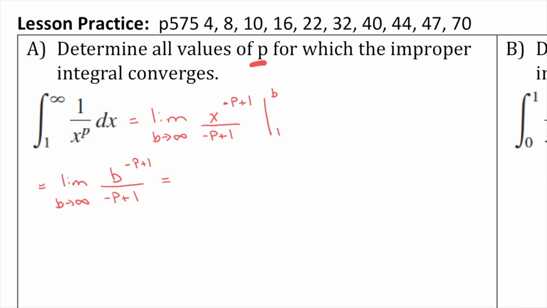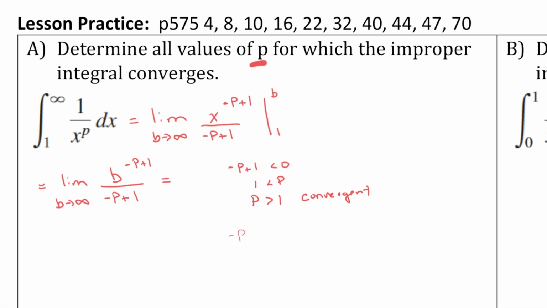Since b is going to positive infinity, everything's going to depend on what's happening with -p plus 1. If -p plus 1 is less than 0, then the b value goes to your denominator, and your answer tends to go to 0. Solve this, we know that if 1 is less than p, or if p is greater than 1, then our integral will be convergent, since we'll be dividing by infinity as b goes to infinity.